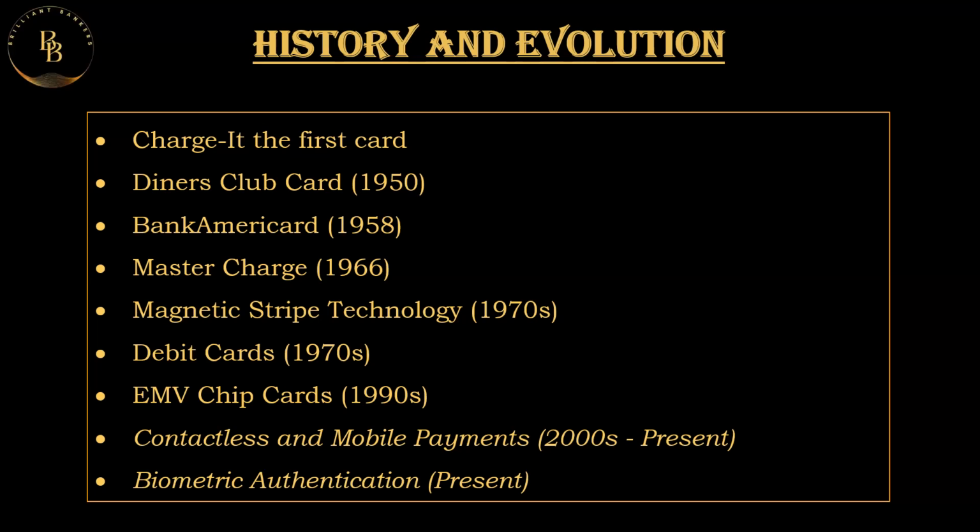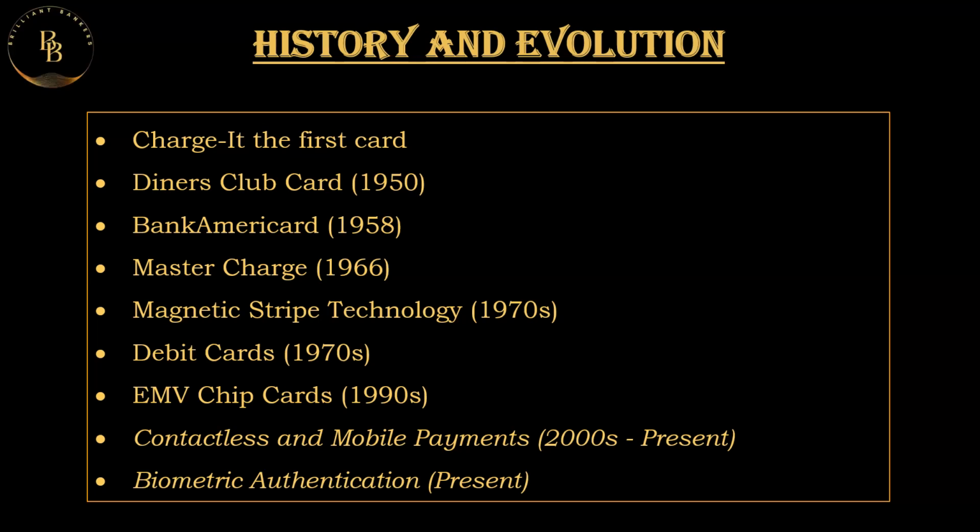Again, Master Charge evolved into the MasterCard. Master Charge came in the year 1966. This was done by a group of banks formed under the Interbank Card Association to compete with BankAmericard. So a group of banks, to compete with BankAmericard, that is the Visa card, started a new card called Master Charge. They introduced the Master Charge, which eventually became the MasterCard.